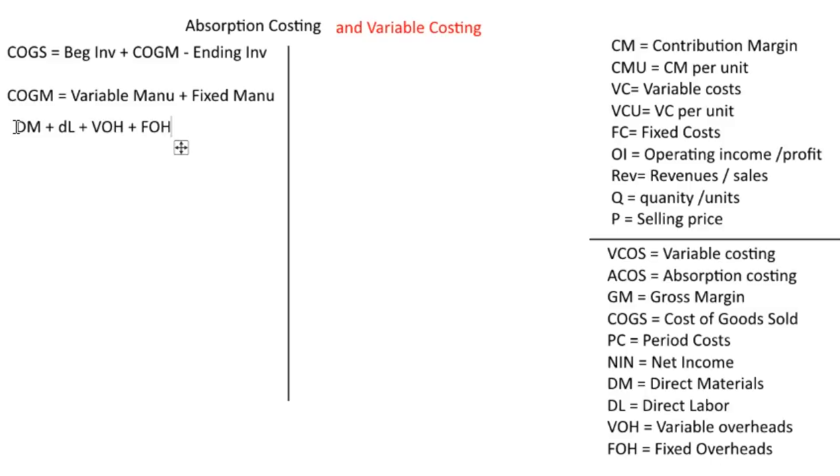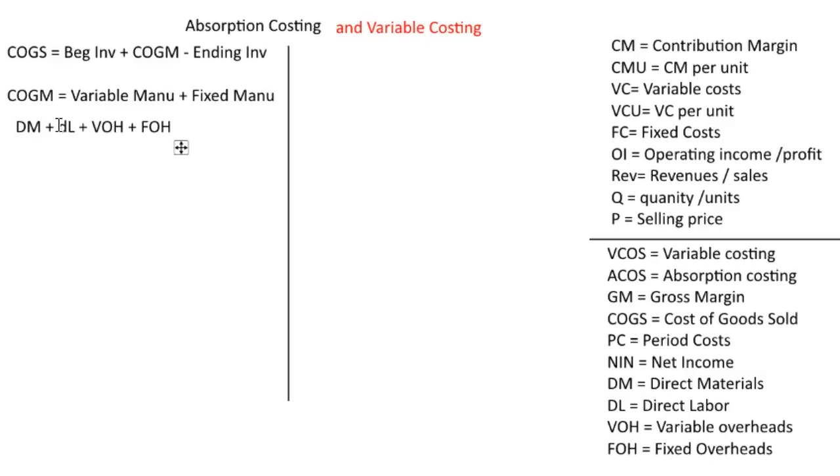And the fixed overheads is what is different in absorption costing and in variable costing. Because in absorption costing, they're actually product costs, and in variable costing, they are period costs, which means that in variable costing, they are expensed immediately, whereas in absorption costing, they're only expensed when it's sold. So it goes into assets if it's not sold, which is why we get different results in our income statements, for example, when we have different levels of production and different levels of sales, right?